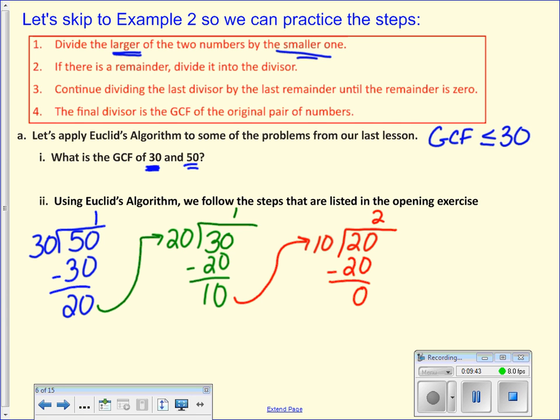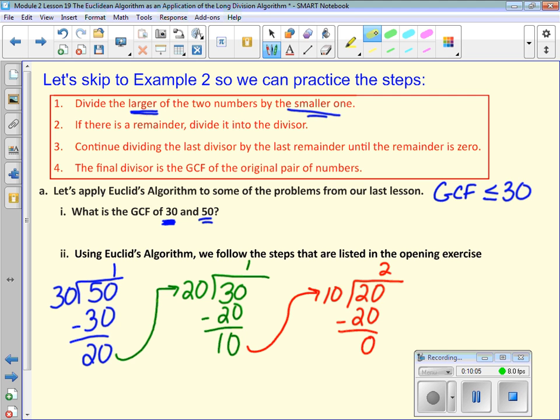Now, using mental math, I'm sure you were able to figure out the GCF of 30 and 50. I could just tell you what the answer is, but I want you to figure it out using mental math. Where do you see the GCF? What do you think? It is 10. Our very last divisor is the GCF. So you can highlight that with your highlighter.